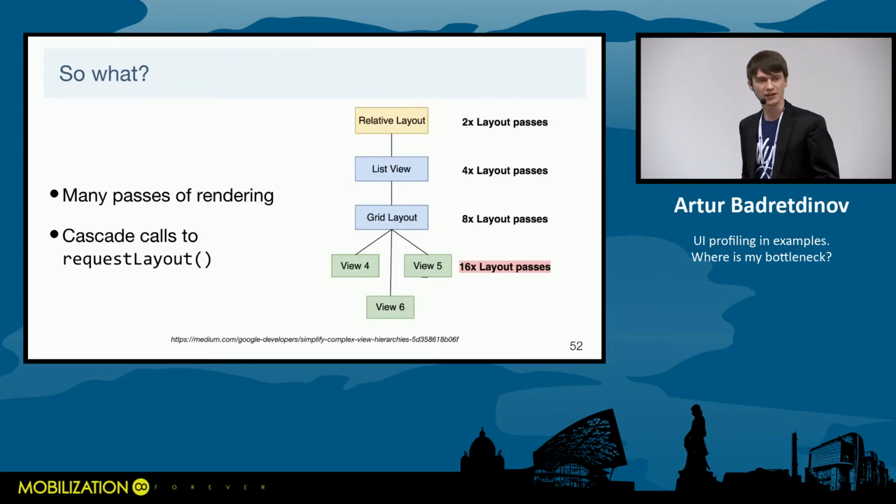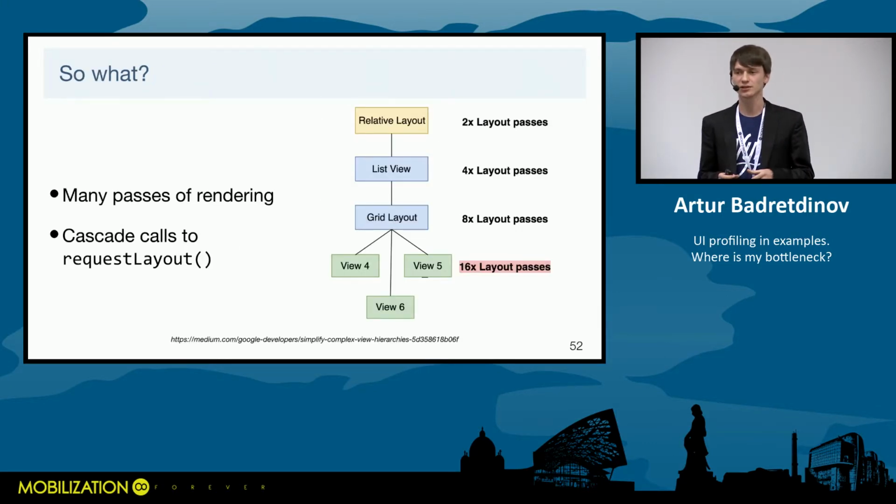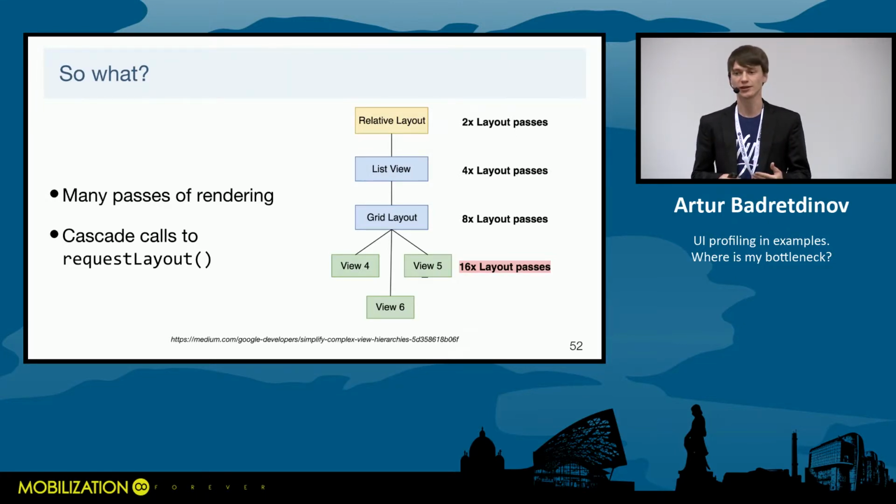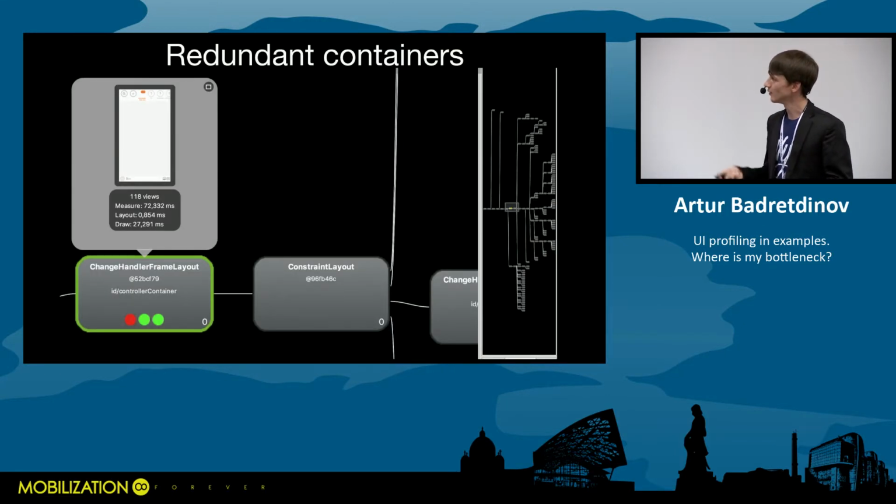Why does it matter? Because most layouts require several passes to lay out and position all their views inside. And if you have a nested hierarchy, you can have a lot of different requests that will run one after another without actual reason. And yeah, now it's a little bit simpler if you use constraint layout and try to make it flat, and so on. But anyway, we fixed it.